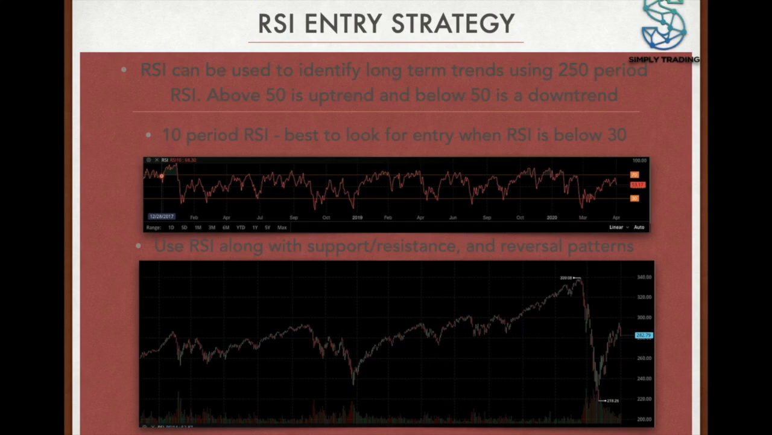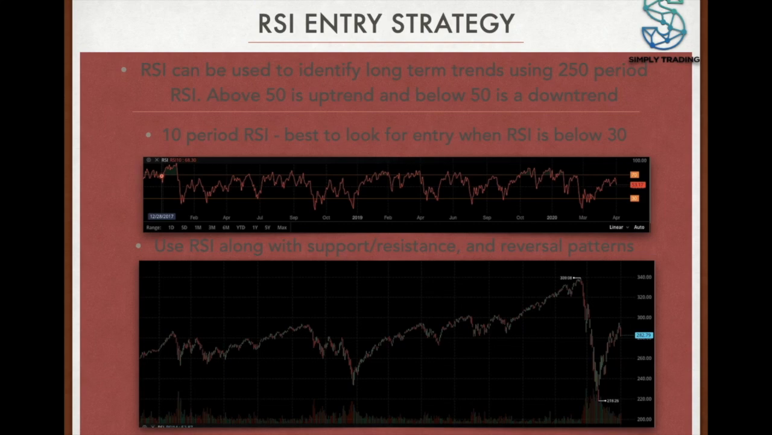Now, some brokerages and platforms don't allow you to use 250. I believe Webull only allows you to go up to 100, but it can still be useful around the same scale. But do not use 50 if you are using a 100-period RSI.